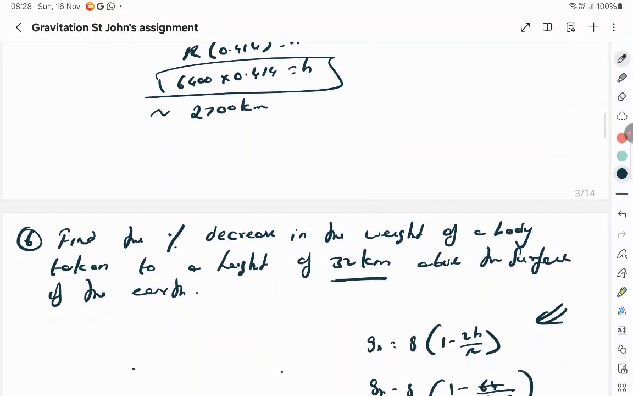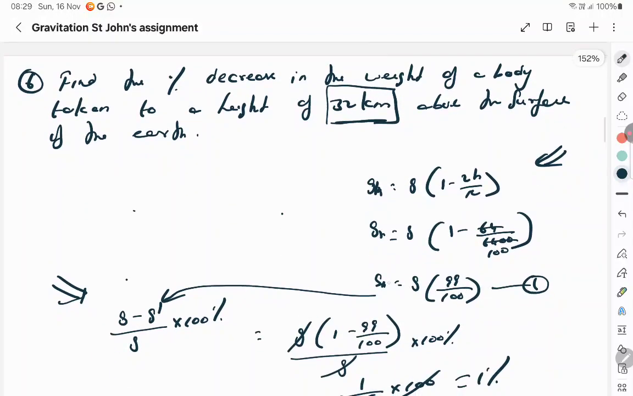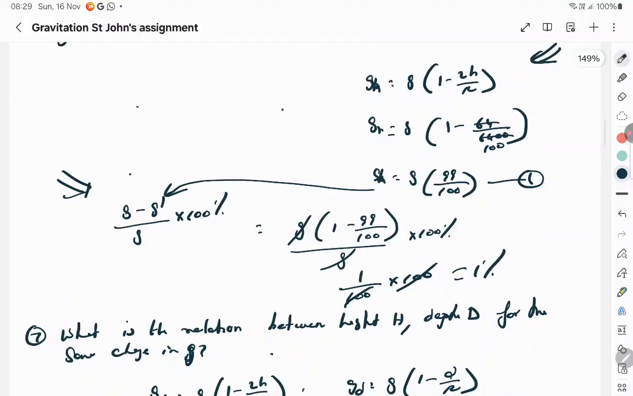Find the percentage decrease in the weight of a body taken to a height of 32 km above the surface of the earth. So 32 km is a very small height. Therefore you can use the approximate formula: gravity at a particular height is g into (1 minus 2h by R). Then do (g minus g dash) by g into 100 to find the percentage decrease in gravity, because you know the gravity as you go up will be less. Just take it out and get the answer.